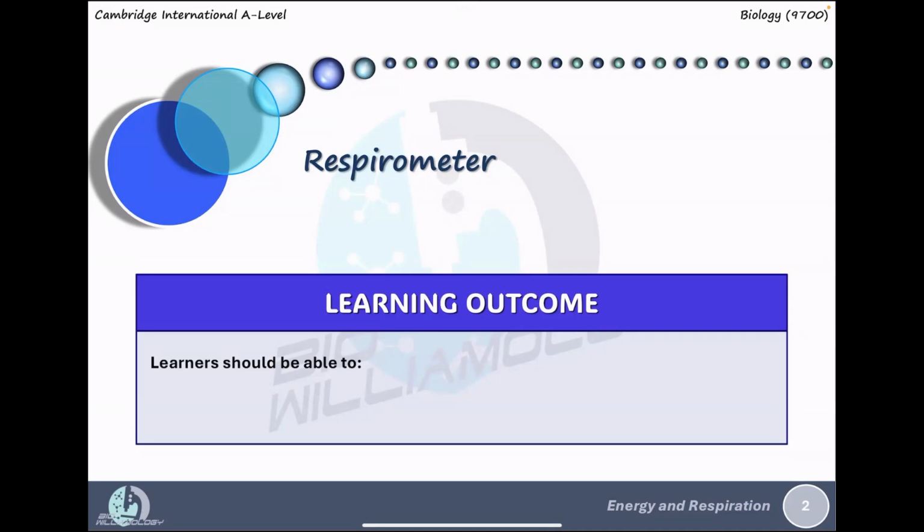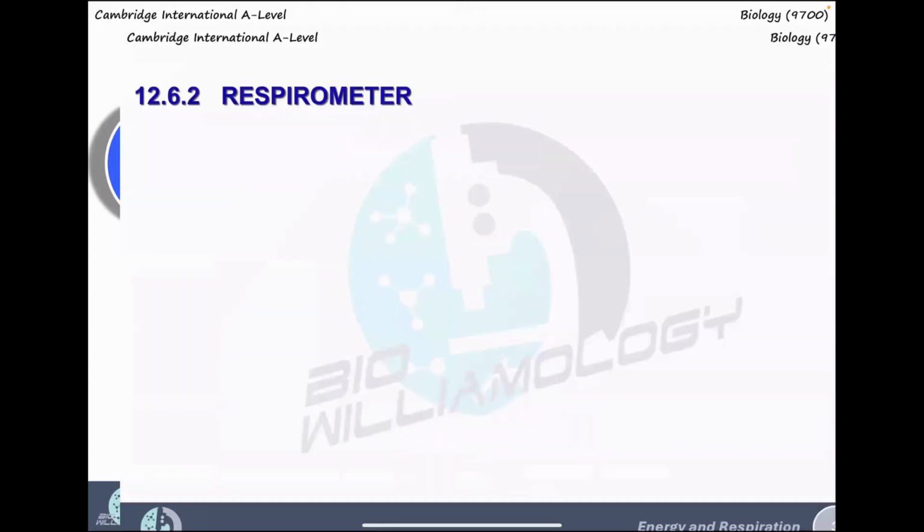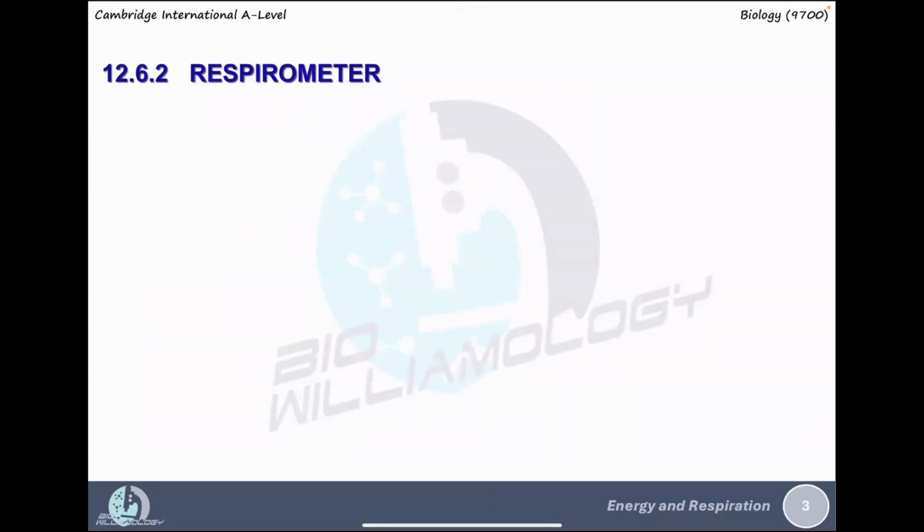In this lesson, we will explore the principle of respirometer. At the end of this lesson, you will be able to describe and carry out investigation using simple respirometer to determine the RQ of germinating seeds or small invertebrates, for example, blowfly larvae. Let's get started. So what is a respirometer?